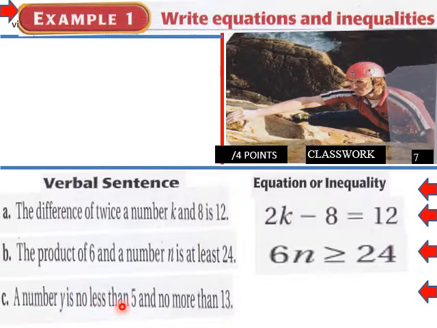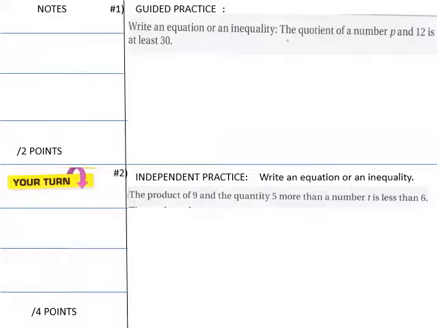And then the number y is no less than 5 and no more than 13. So we have a complex inequality here, don't we? This is what it would look like. We have two conditions here. We have 5 is less than or equal to y, and y is less than or equal to 13. So it's a complex inequality here.